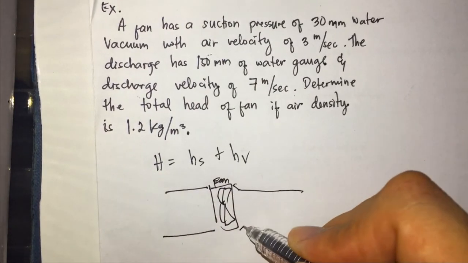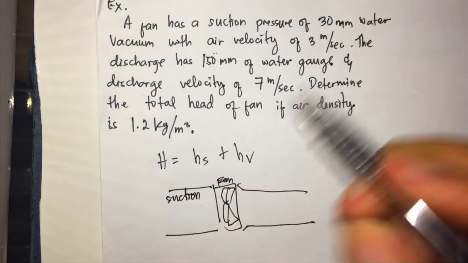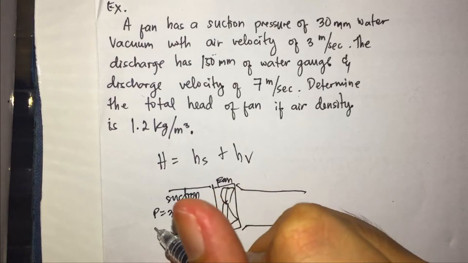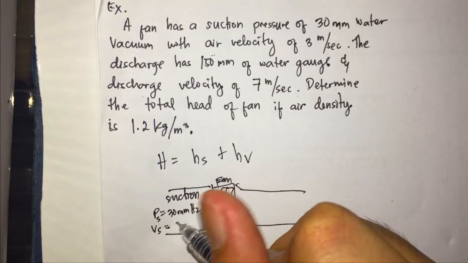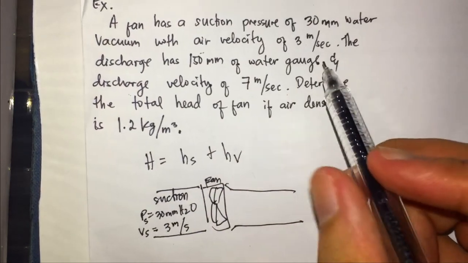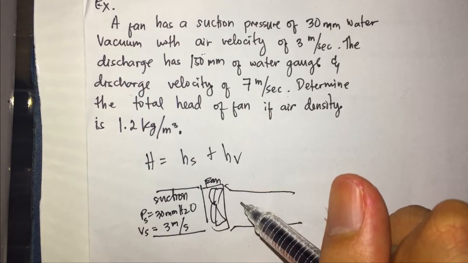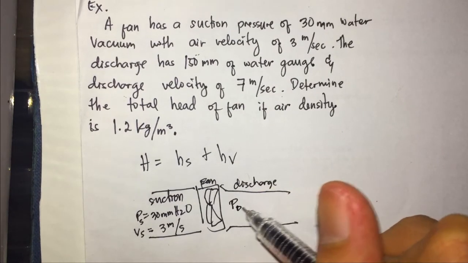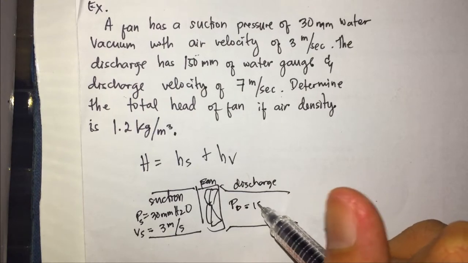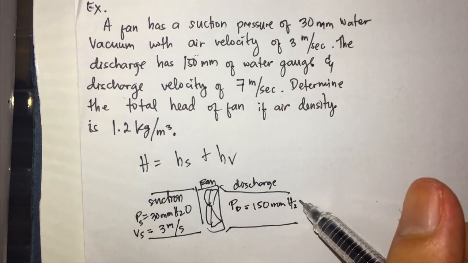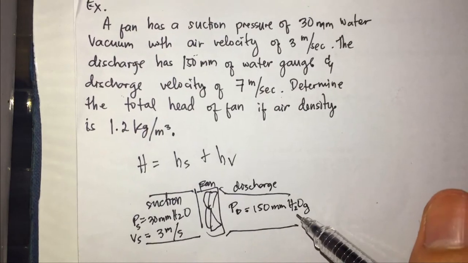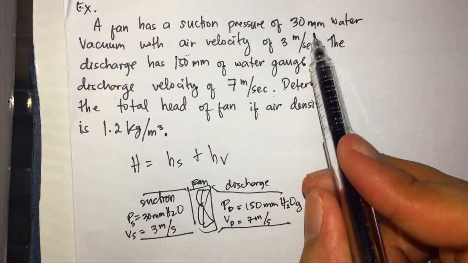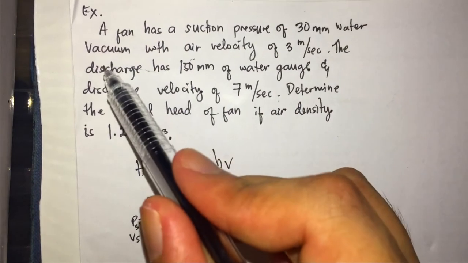and this is the suction. So we have the pressure here at 30 mm of H2O and a velocity at the suction of 3 m/s. This one is from the given, and from the discharge, the given pressure is 150 mm of water or H2O gauge. Normally gauge talaga yan, and discharge velocity is 7 m/s.